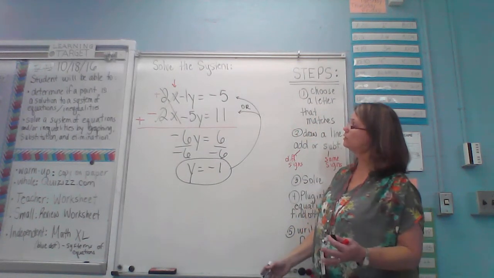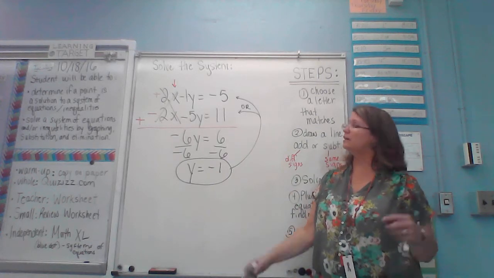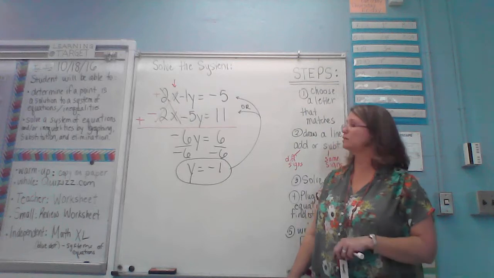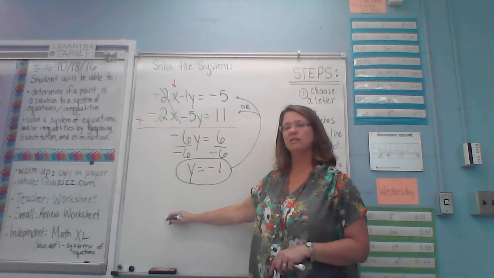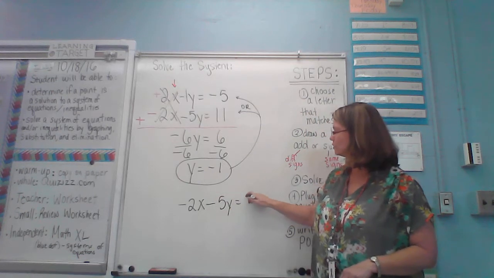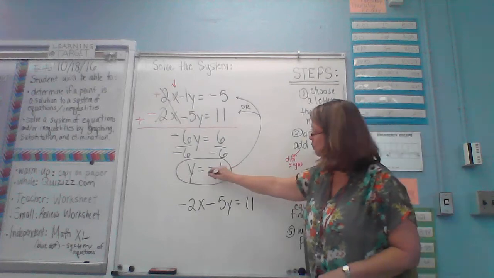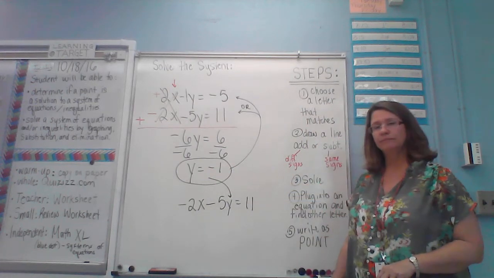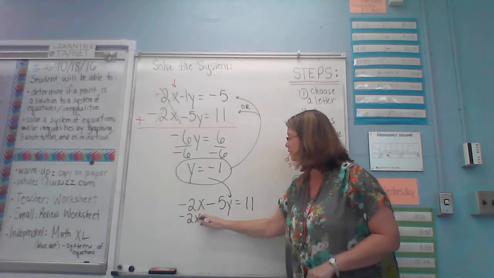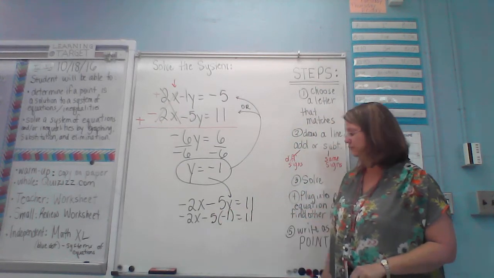Do you pick the first one, 2x minus y equals negative 5? Or do you pick the second one, negative 2x minus 5y equals 11? I'm going to choose the second one just to be different. Negative 2x minus 5y equals 11. It doesn't matter which equation you pick. We're going to replace y with a negative 1. So we get negative 2x minus 5 times negative 1 equals 11.